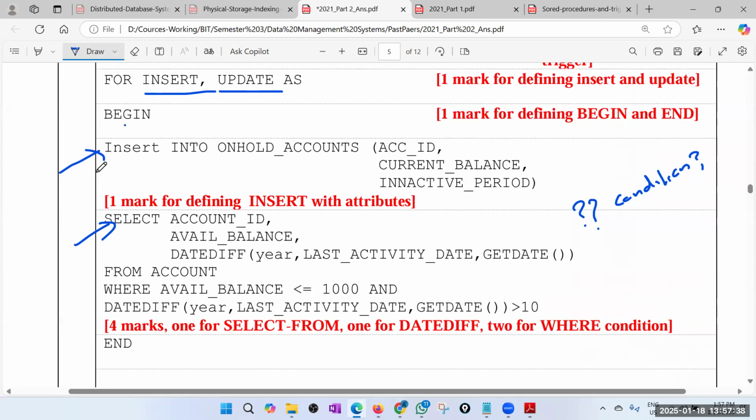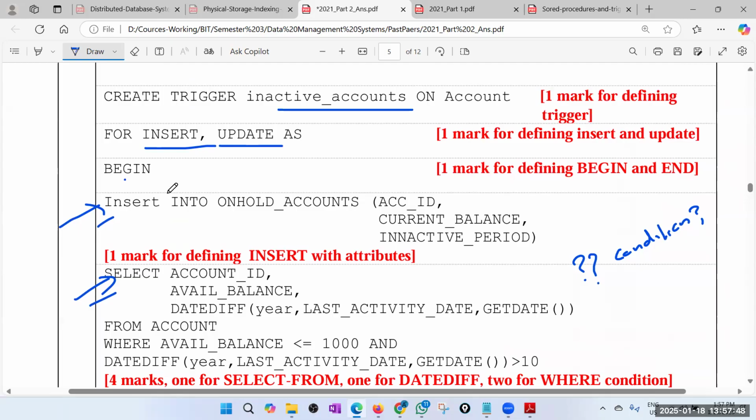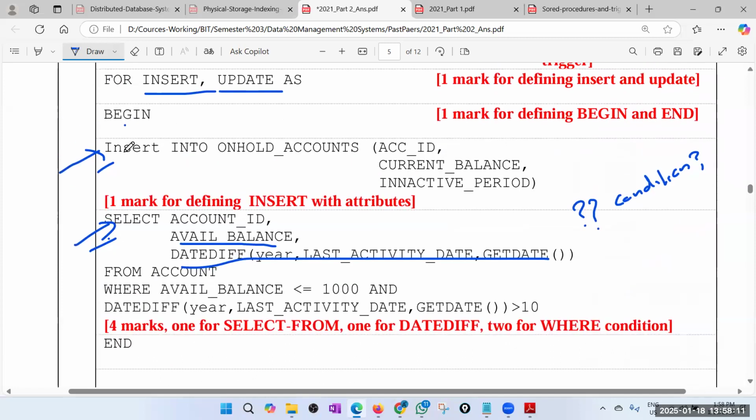Okay, so this is first doing an insert, then doing a select. So it has no connection. Ideally what you need to do is get the available balance. You need to write a select, get the available balance and date difference. Those things you can take into variables, and if those two variables do not satisfy our condition only, you need to write the insert. So you must have an insert with if else. I think this is an incomplete answer because there's no connection between these SQL statements.